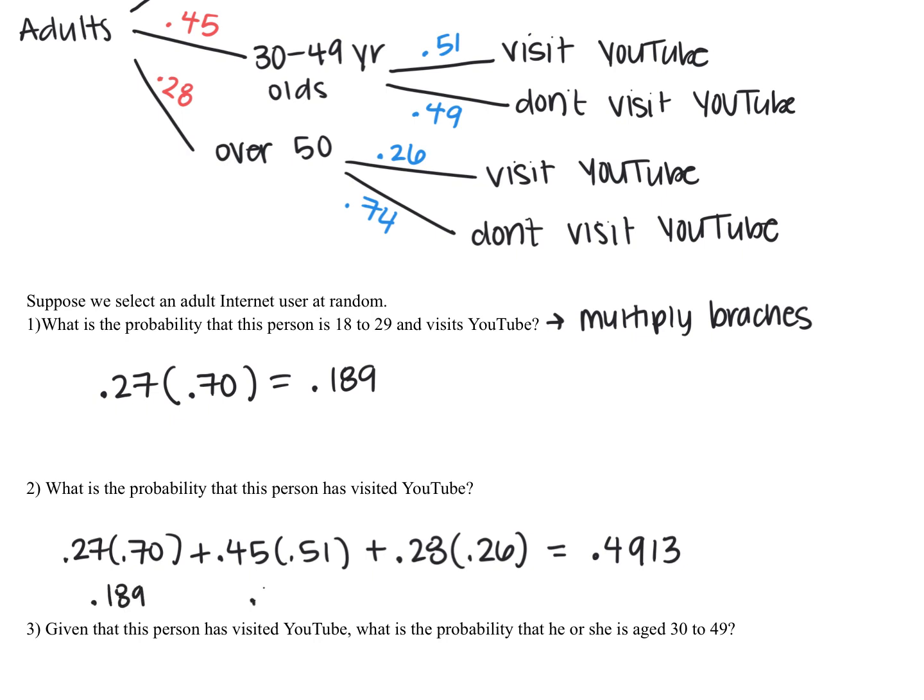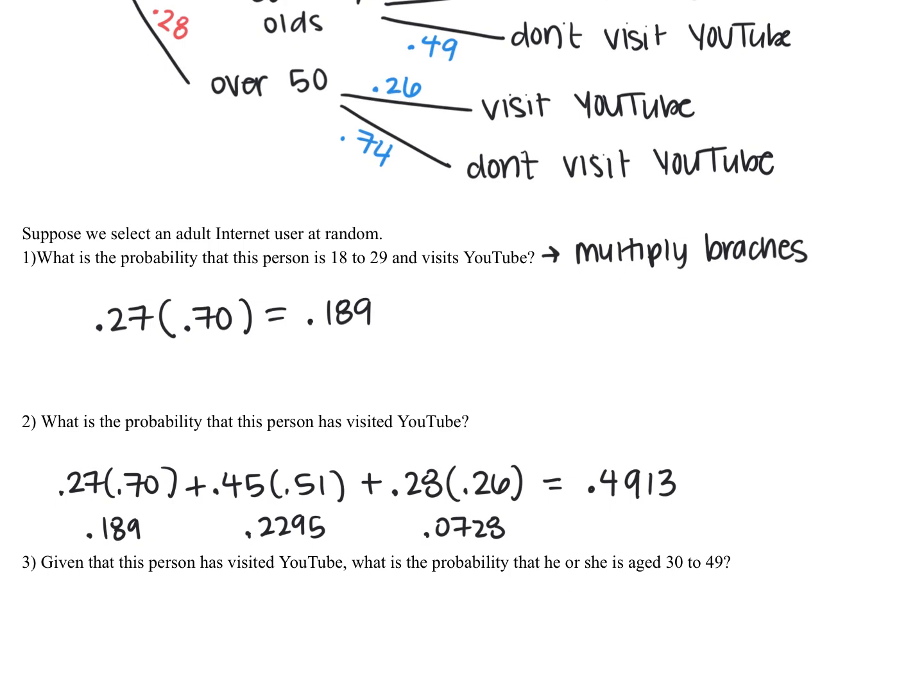So 0.189, 0.2295, and 0.0728. You add those all together and we get the total probability that any person has visited YouTube.